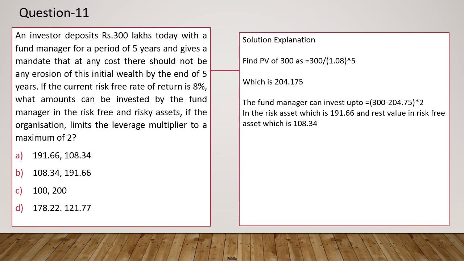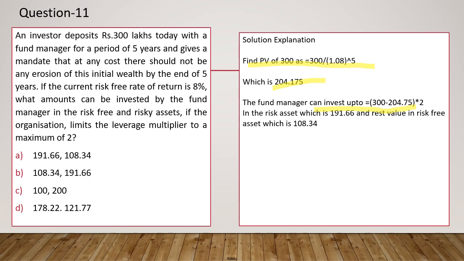What we have already solved, you have to first find the PV, which is to be found as 300 upon 1.08 raised to 5. So that would work out to be this much. Now, since the PV comes out to be 204.175, the fund manager can invest the difference between the two values, which is portfolio value and floor value, which is what we have already discussed.